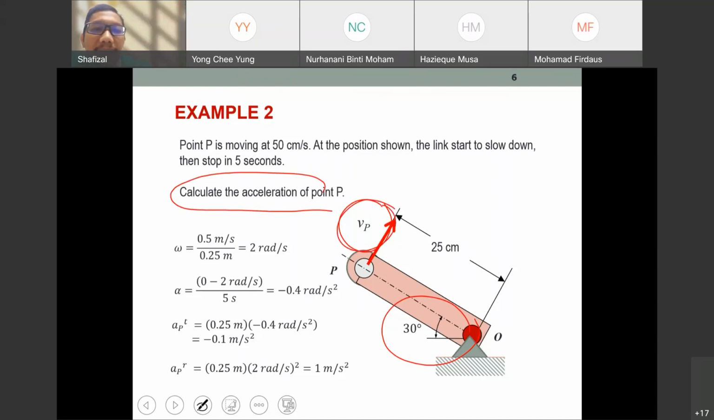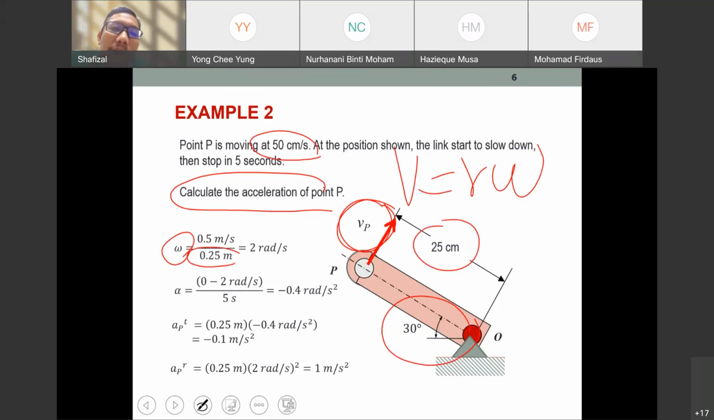Okay, now so we know Vp, we can find omega. All right, V sama dengan R omega, so the omega is equal to V bagi R. V is equal to 0.5 meter per second, we convert it into meter per second. And then the length is 25 centimeter, 0.25 meter. So for this case, we have omega, the angular velocity, for this rod, is 2 radian per second.